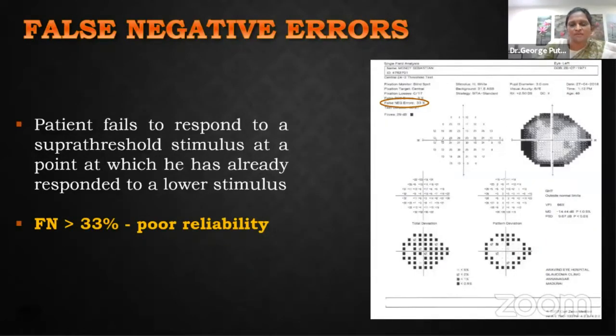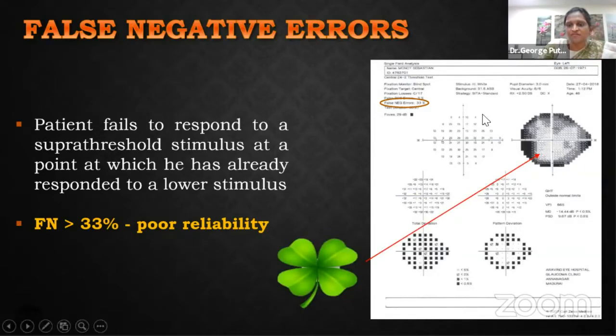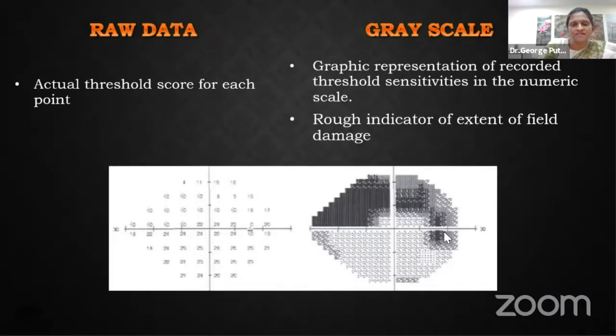False negative error mainly occurs because of the patient's fatigability, where the patient fails to respond to a suprathreshold stimulus, which he had responded to earlier at a lower stimulus. So it typically occurs in a clover leaf pattern with the edge scotomas. A false negative of more than 33% gives poor reliability of the fields. So with these reliability indices, we can assess the field defects further.